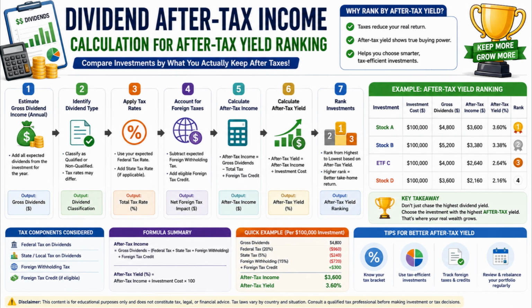After that, rank the investments from highest to lowest after-tax yield. In the example, Stock A has the strongest after-tax yield, even if another investment may have a higher gross dividend. This shows why ranking by after-tax yield can change the decision. The best investment is not always the one with the biggest dividend payout, but the one that provides the highest take-home return after taxes. At the same time, remember to consider the full picture.